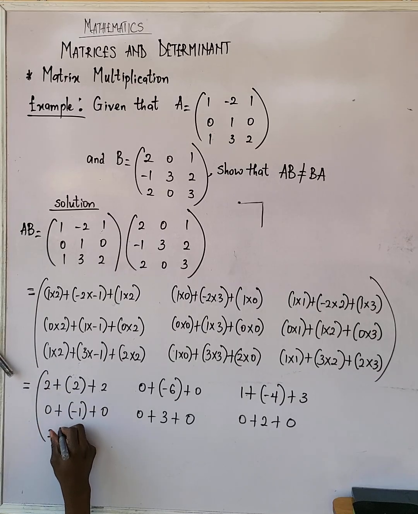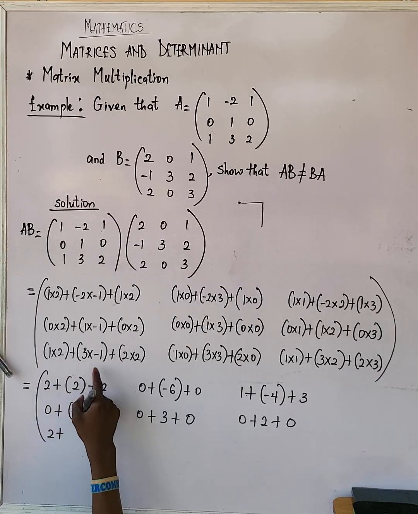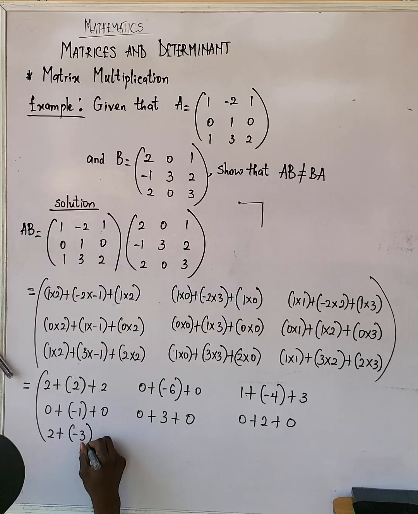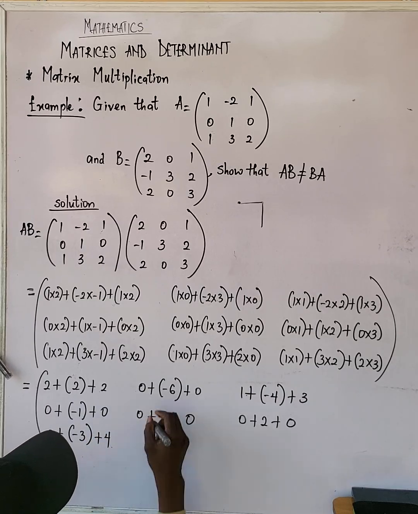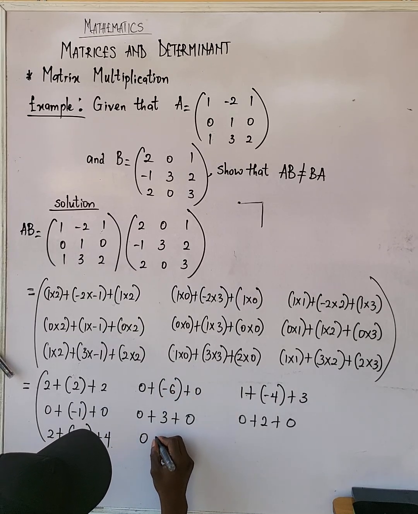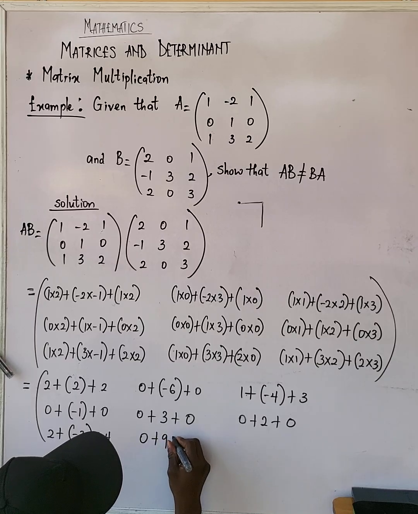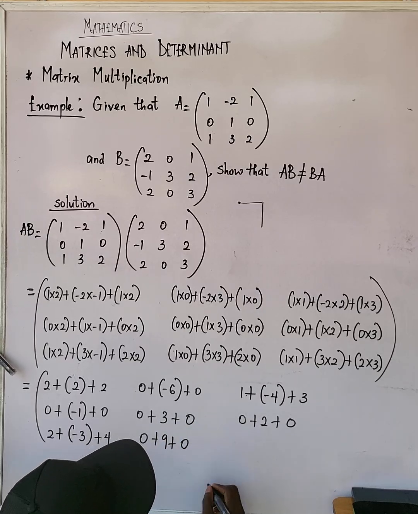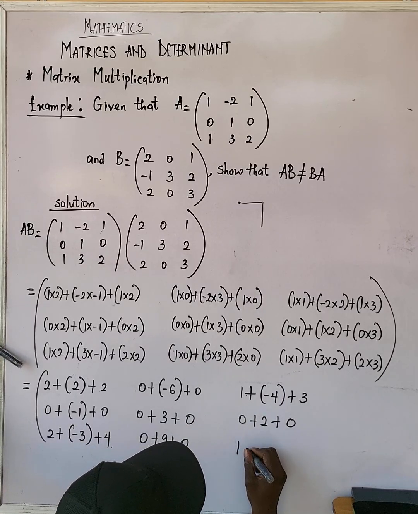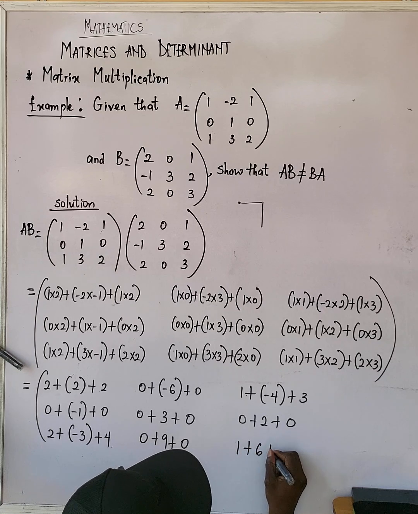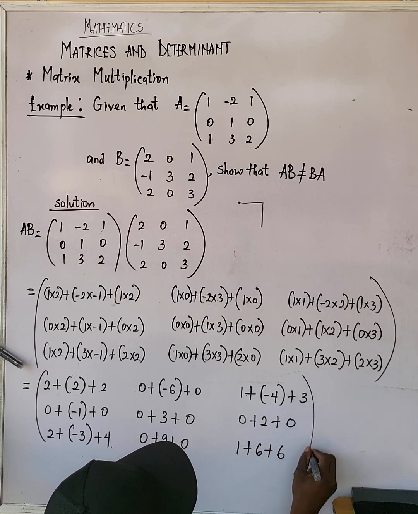1 multiplied by 2 plus, this is the plus. 3 multiplied by minus 1, minus 3. Then plus 2 multiplied by 2 is 4. 1 multiplied by 0 is 0. 3 multiplied by 3 is 9. Then 2 multiplied by 0 is 0. 1 multiplied by 1 is 1. 3 multiplied by 2, 6. 2 multiplied by 3, 6.